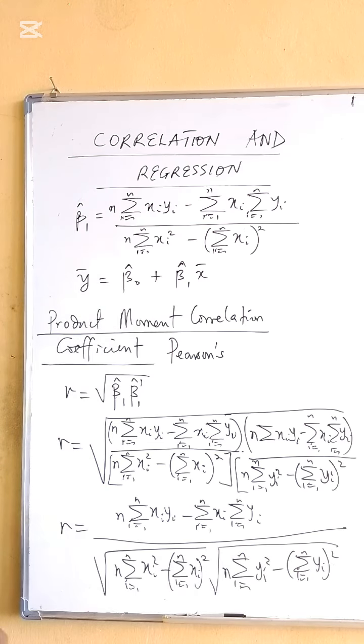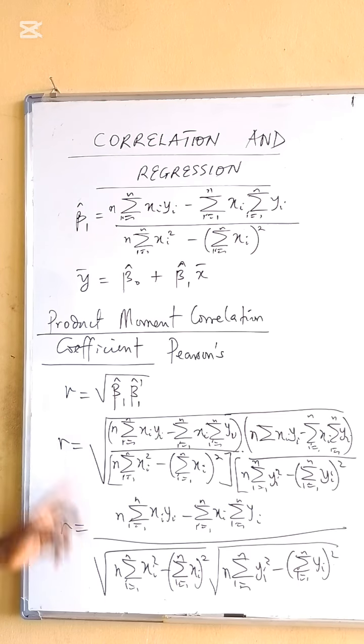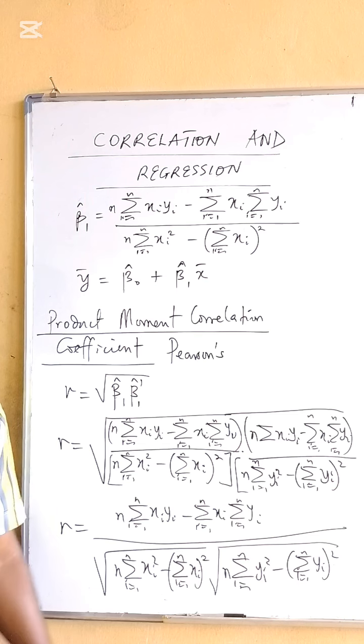Now, what have we just obtained? What we have just obtained, if you follow through on what I've just done, is called the product moment correlation coefficient, otherwise called the Pearson's correlation coefficient. Let's move on to the rank correlation coefficient.